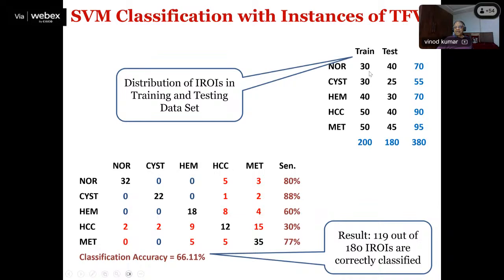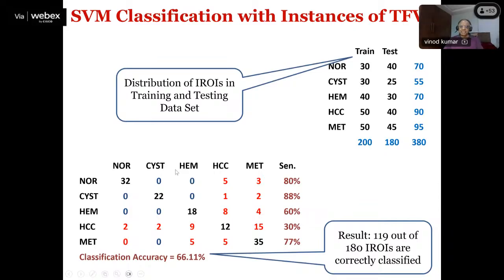Normal 30 for training and test 40, total 70. So total 200 plus 180, 380. Here we tried to use slightly balanced data, not exactly, but slightly less. Earlier you have seen that we were having only 4 cyst cases. Now the difference is there, but not that much.